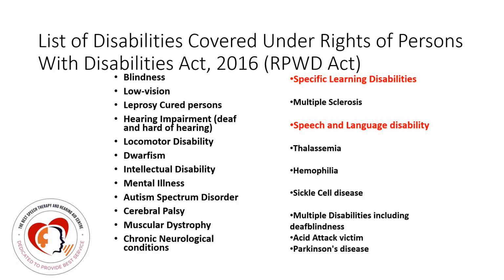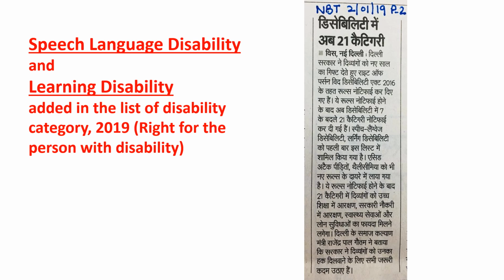If we see the list of disabilities covered under the Rights of Persons with Disabilities Act 2016, some speech and language disorders can be considered a disability, as well as specific learning disabilities. With this act, even autism spectrum disorder, mental illness, intellectual disability, muscular dystrophy, and cerebral palsy all come under the Rights of Persons with Disabilities Act, and they can be considered as disabled. Speech language disability and learning disability were added to the list of disability categories in 2019. So now a speech and language disorder can be considered a disability.